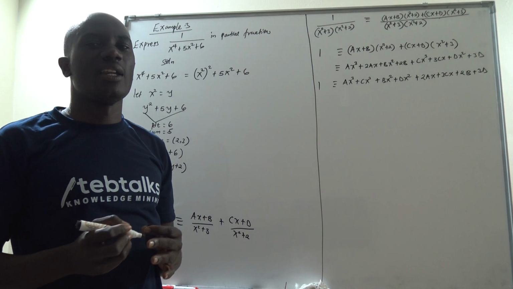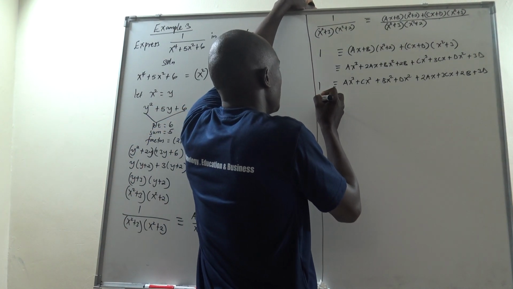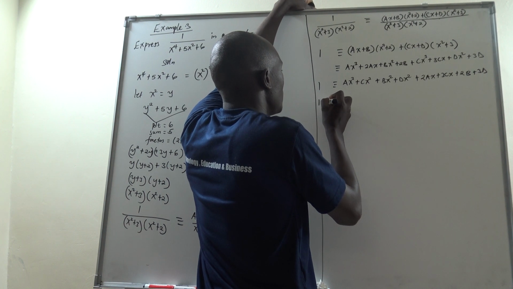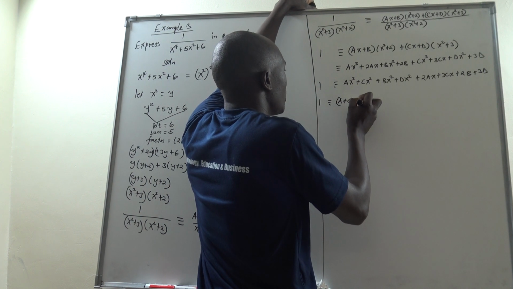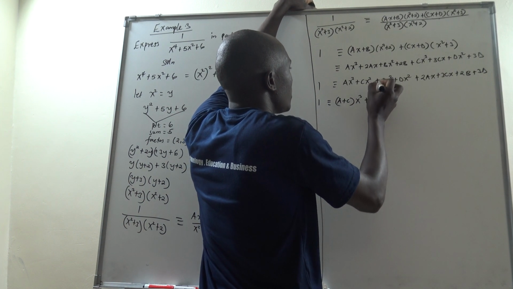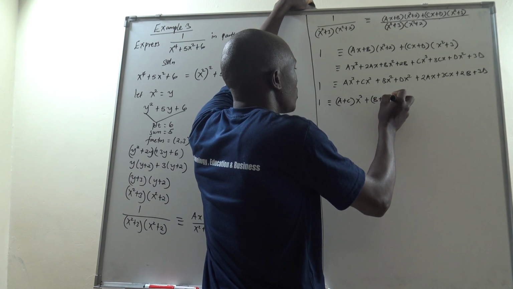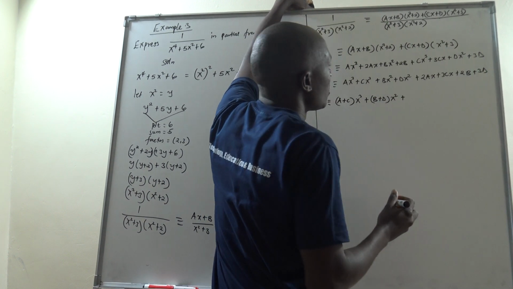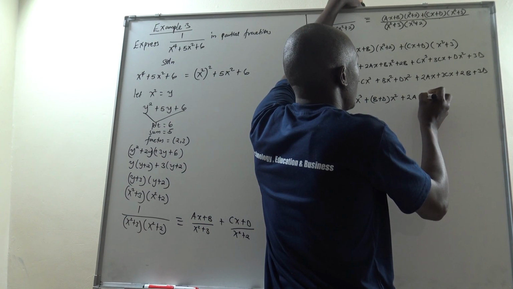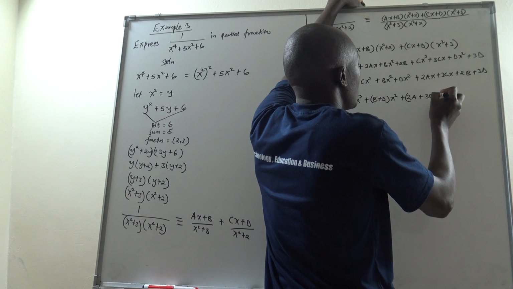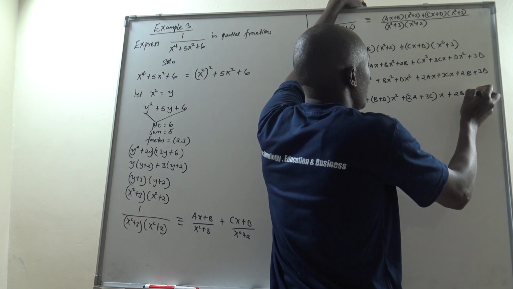Now, we go ahead and we do the factorizing out. So this is the same as 1 is the same as a plus c into x cubed plus b plus d into x squared plus we are having 2a plus 3c into x, then plus 2b plus 3d.